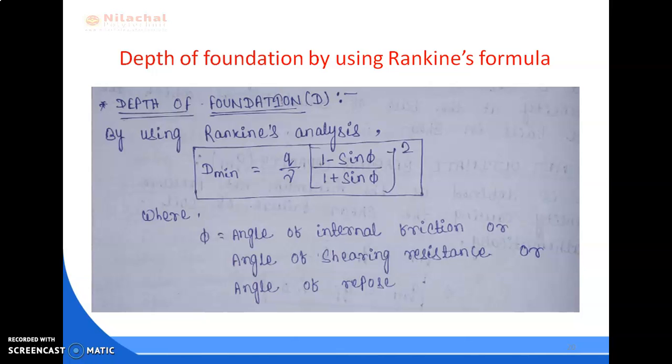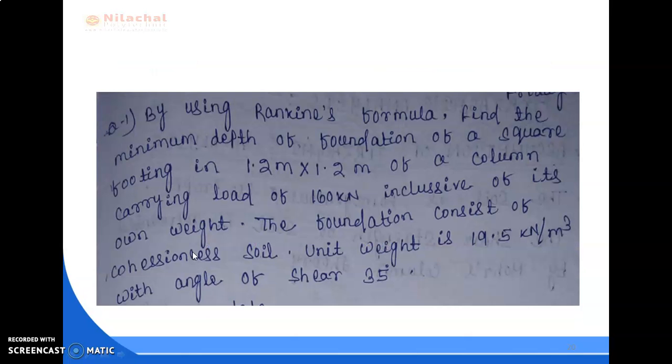Next is the depth of foundation by using Rankine's formula. So let us see how we can calculate the depth of foundation. By using Rankine's analysis, D minimum equal to q by gamma within bracket (1 minus sin phi by 1 plus sin phi) whole square, where phi equal to angle of internal friction or angle of shearing resistance or angle of repose. So let us solve a problem.